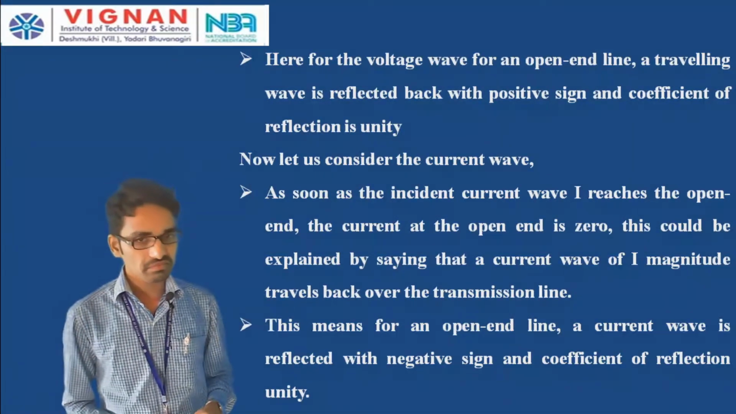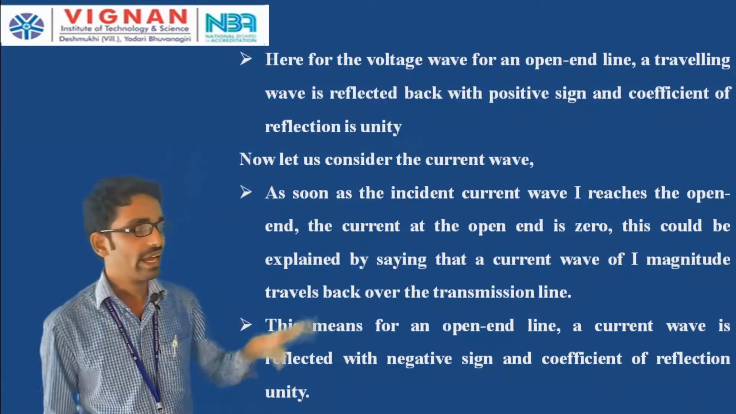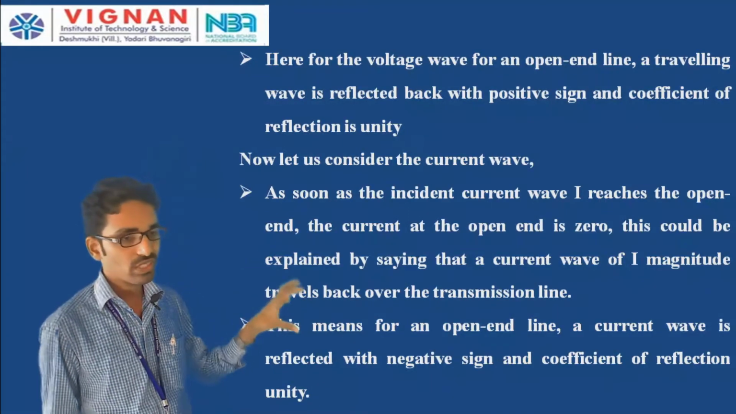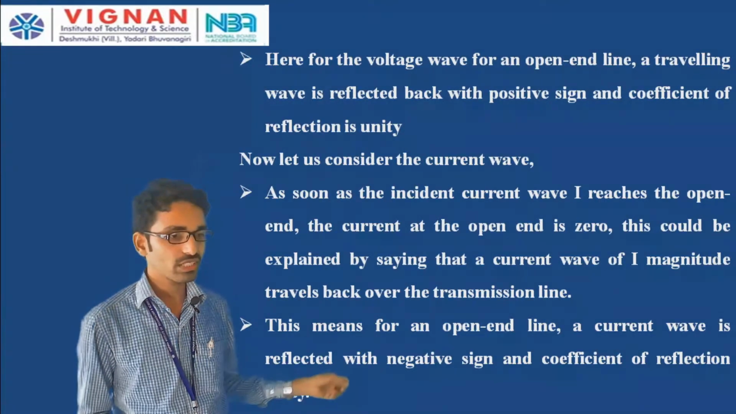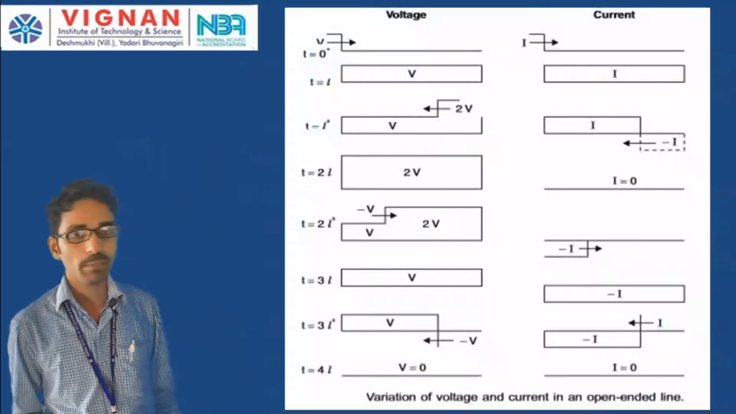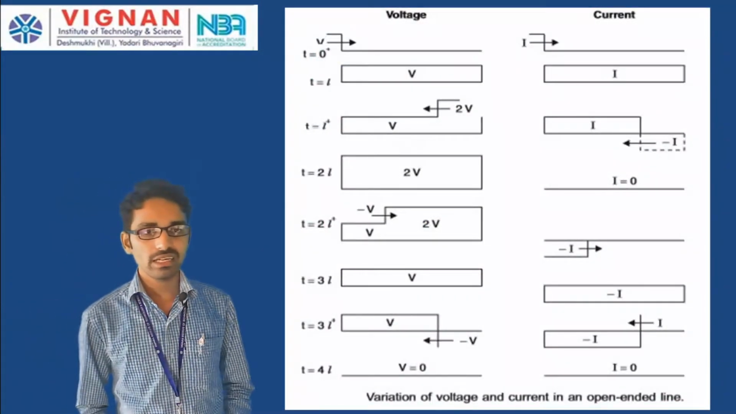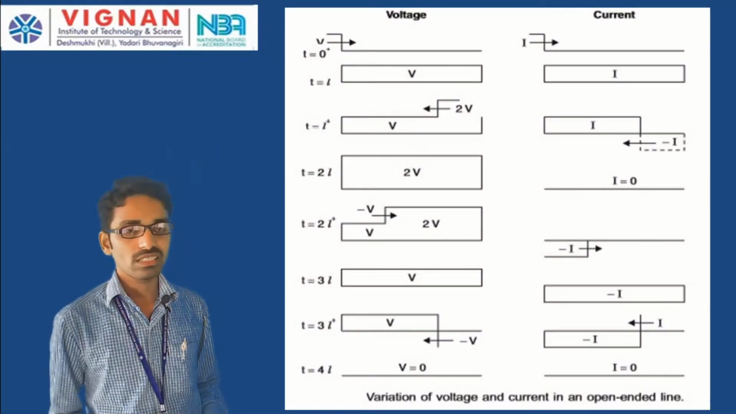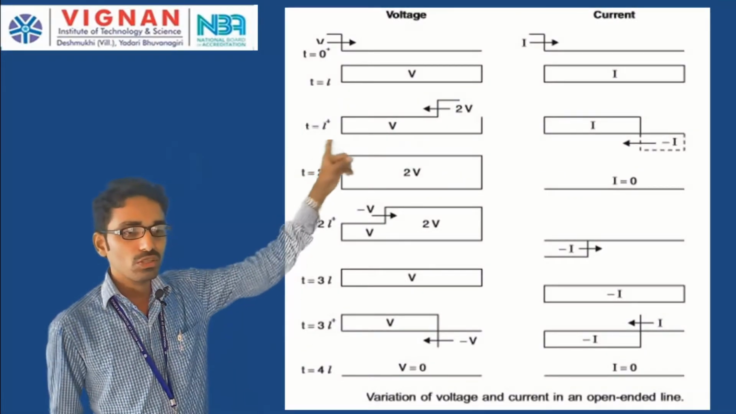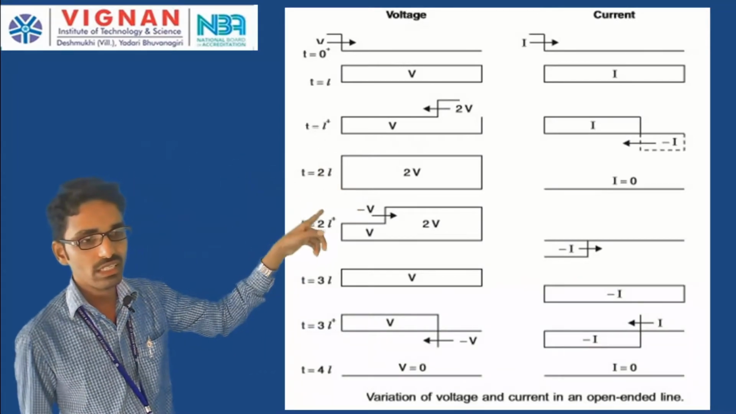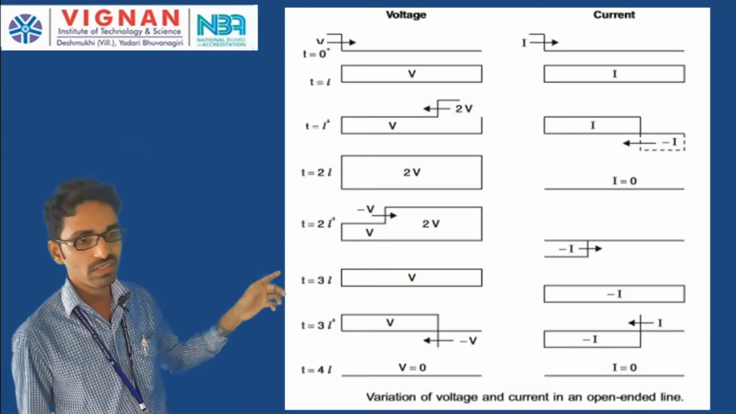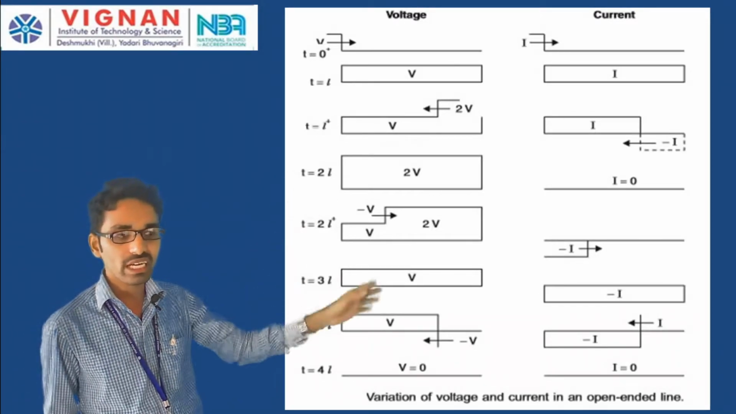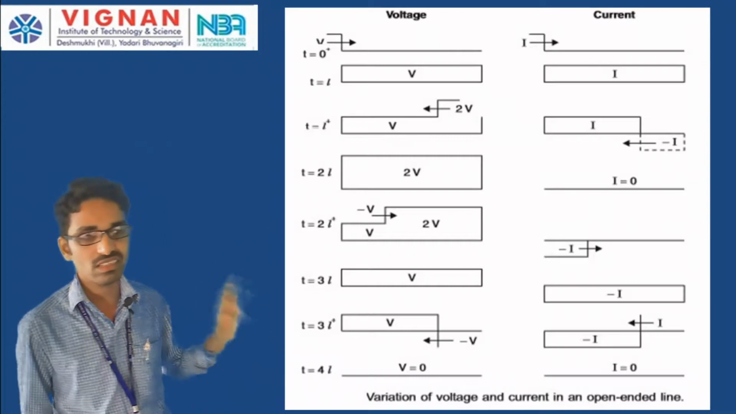This means for an open end line, a current wave is reflected with negative sign, and the coefficient of reflection is unity. Okay. So if you see the diagrams or explanation of these voltage and current waves with time, that is for t equal to 0+, t equal to L, t equal to L+, t equal to 2L, 2L+, like that. As the time changes, how the behavior of the voltage wave and current wave changes, we can see in this diagram.